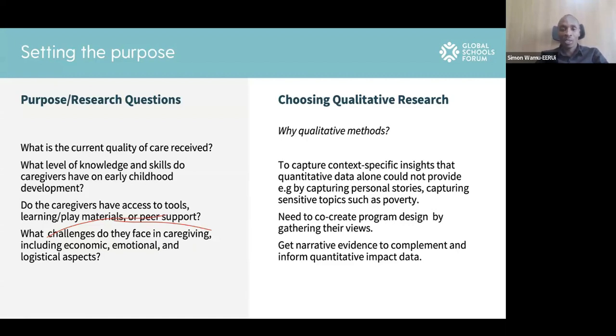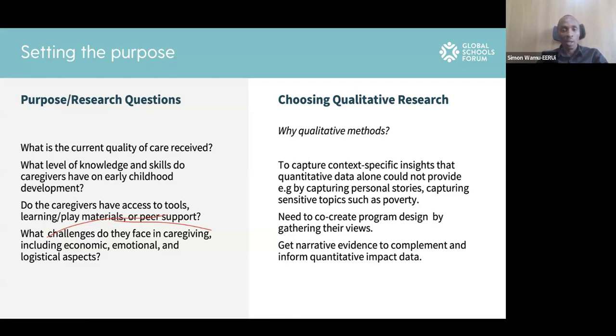So we employed a qualitative research method, as has been explained by Sarah, and we wanted to understand specific attributes of our main participants. For example, some of the research questions that we wanted to get a view of is understanding the current quality of care that is received within the communities. We also wanted to understand to what extent do these caregivers understand nurturing care, whether they have any skills or knowledge relating to nurturing care.